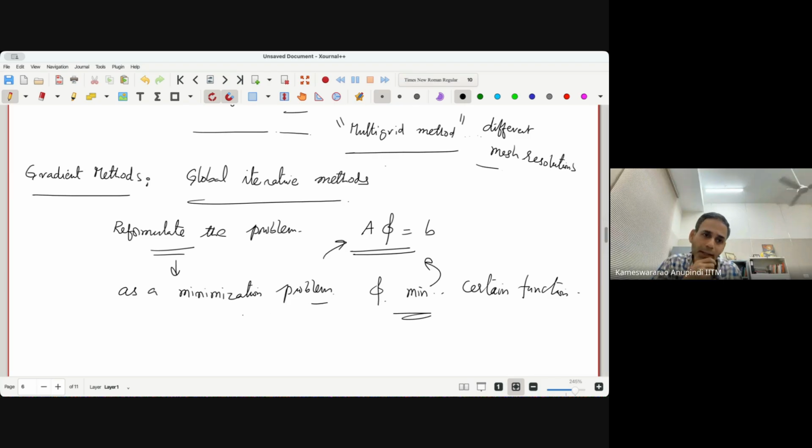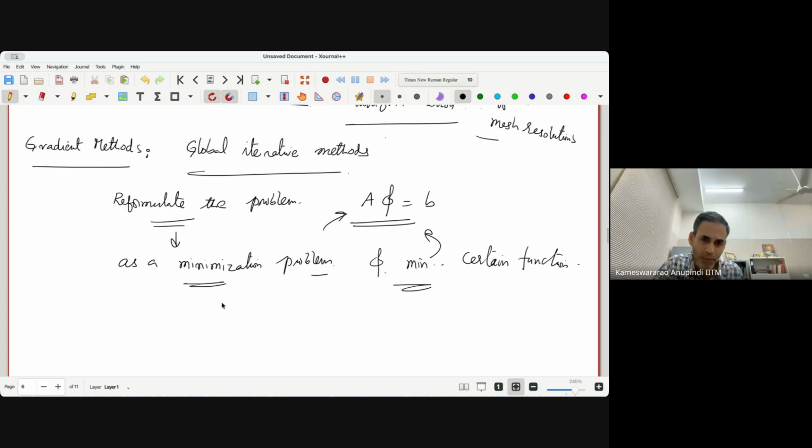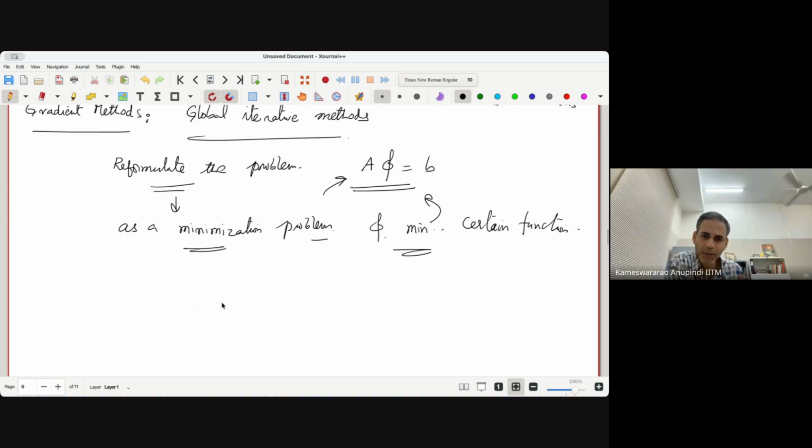So that is the idea in the gradient methods. Now, from optimization, we can do minimization of a particular objective function and things like that. So this function that gradient methods actually use is as follows.